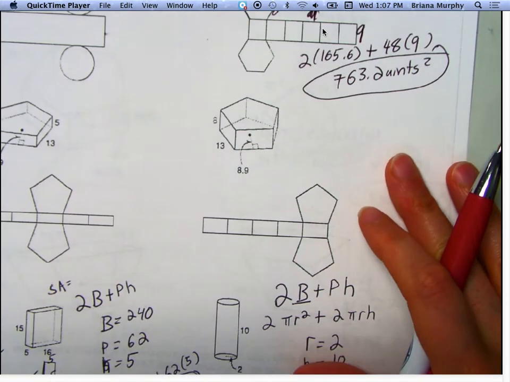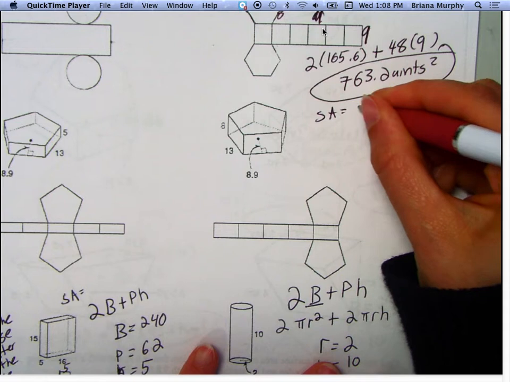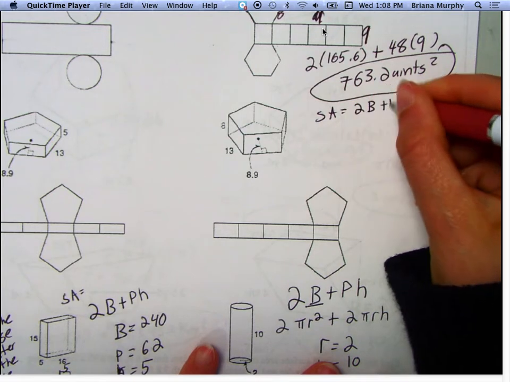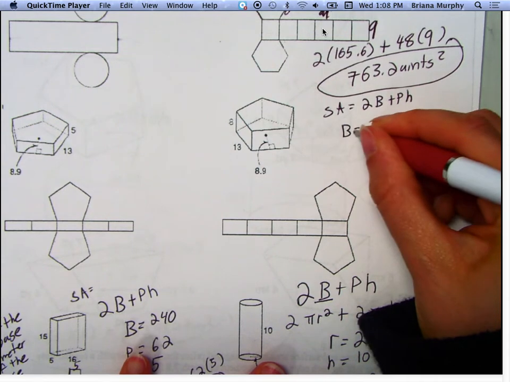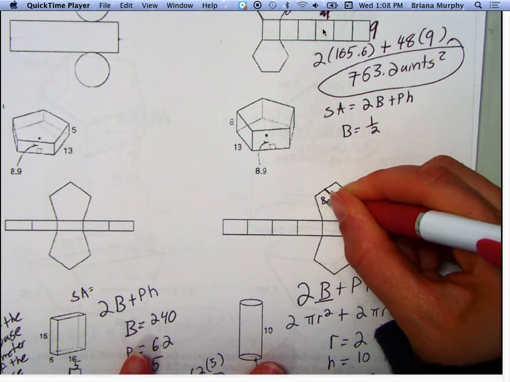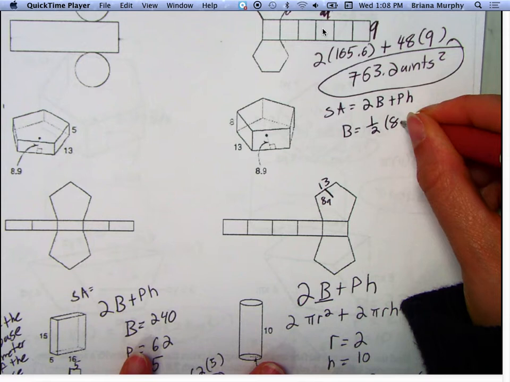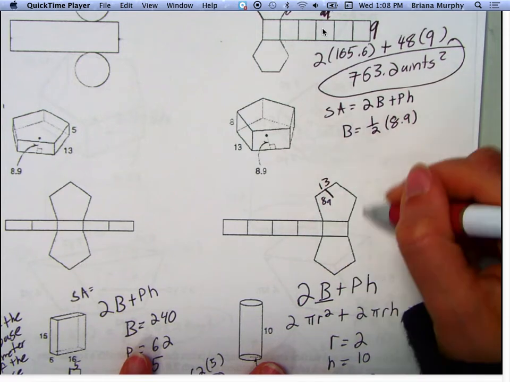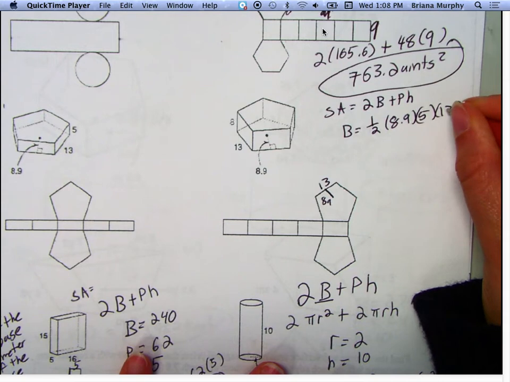So let's go through this. Remember, the surface area is always going to be 2 times the area of the base plus the perimeter times the height. So the area of the base in this case is 1/2 the apothem. What's the apothem for this? 8.9. How many sides are there? What's the length of each side? 13. There we go.